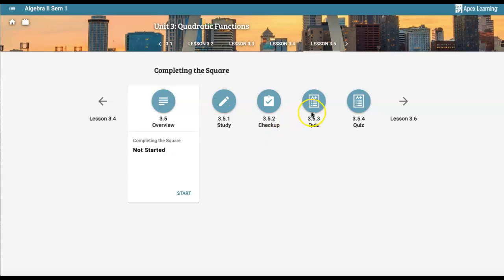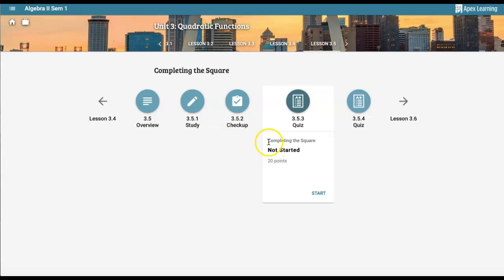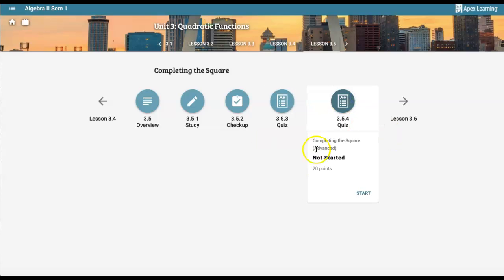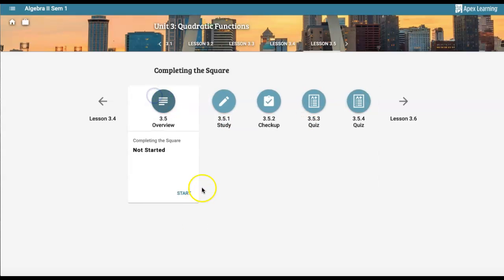Again, this one has 2 quizzes here. I'll try to break up and point out the differences between the two. To remind you, the first one will be on completing the square, and the second one will be on the advanced version of completing the square. All right, let's get started here with 3.5.